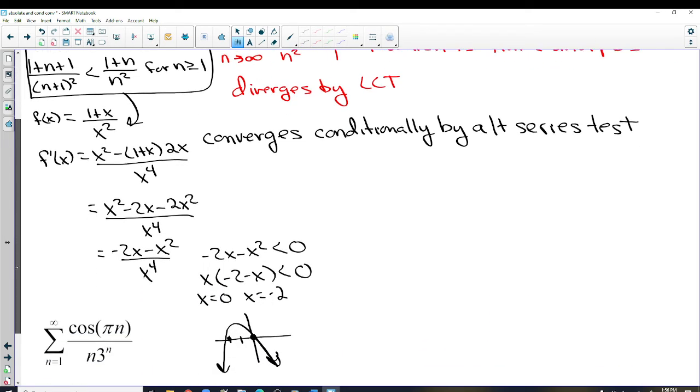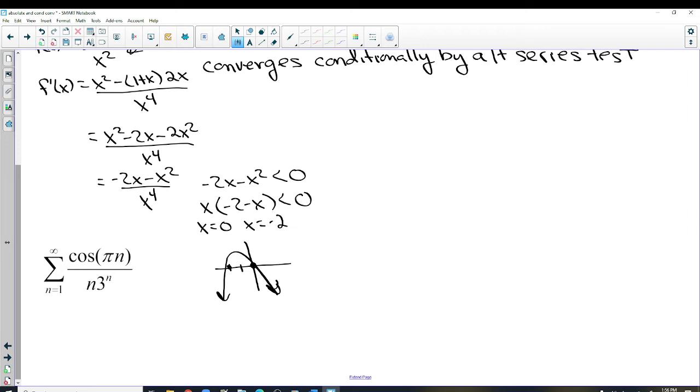This last one here, I just want to show that this right here causes this to alternate. Because if you plug 1 in, you get cosine of pi is negative 1 over 1 times 3 to the 1, right? Plug 2 in, cosine of 2 pi is positive 1 over 2 times 3 squared, minus 1 over 3 times 3 to the third, plus keep on going.